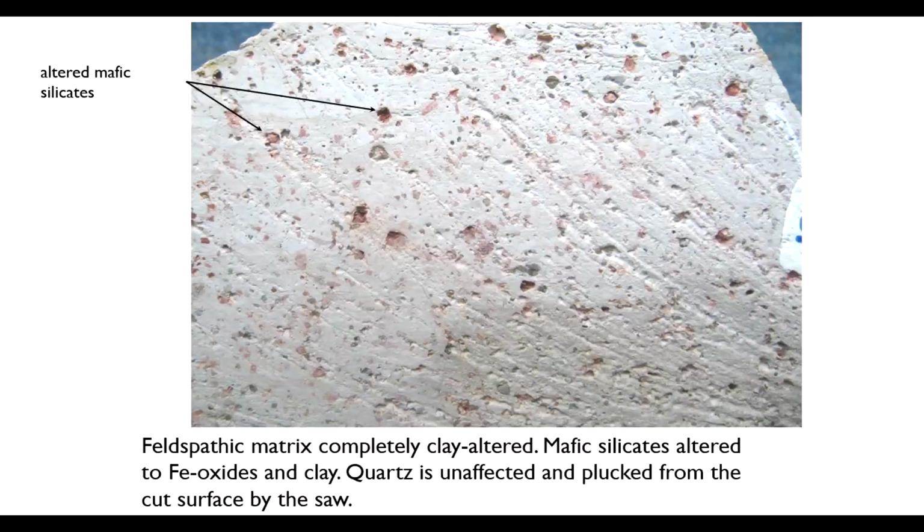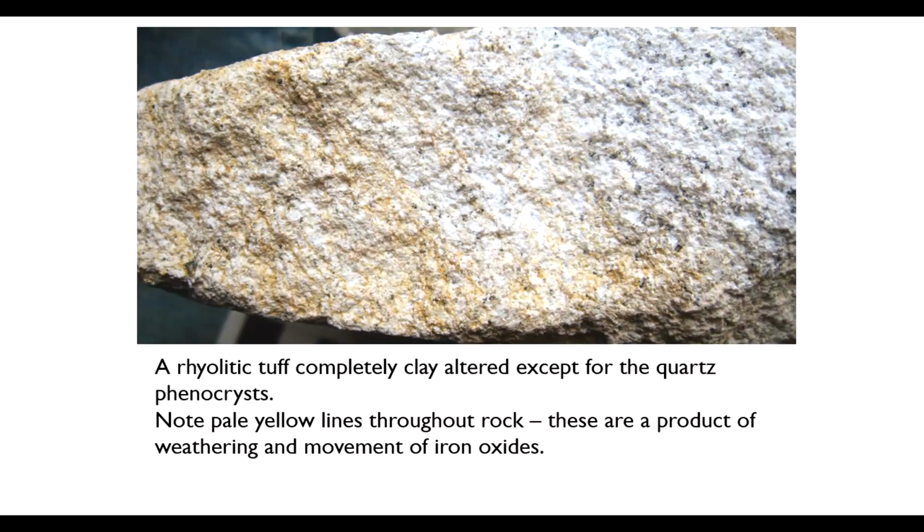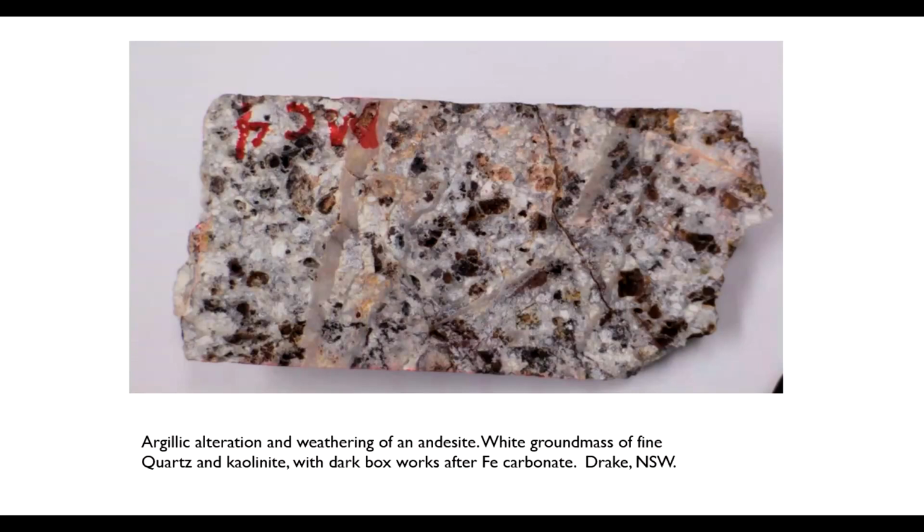Here's another example, extremely pervasive. And we might have some iron oxides. This is a tuff. Everything's gone except the quartz. So, sort of classic example, and here's another nice one. This is an andesite.